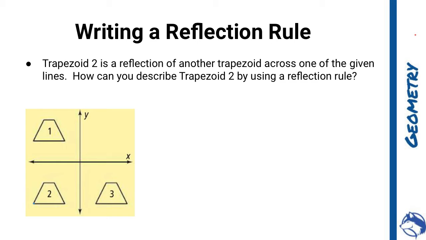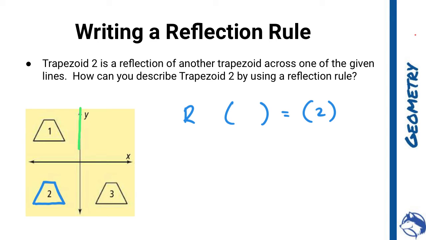So hopefully we're looking at it. We're looking at 2. And the reflection of some trapezoid over some line has to be equal to trapezoid 2. So if I'm looking at this, well, if I were to reflect 1 over, it would end up looking something like this, right? If I reflected that over this x-axis. So I know that that's not going to work.